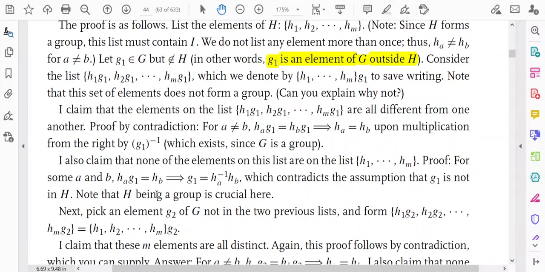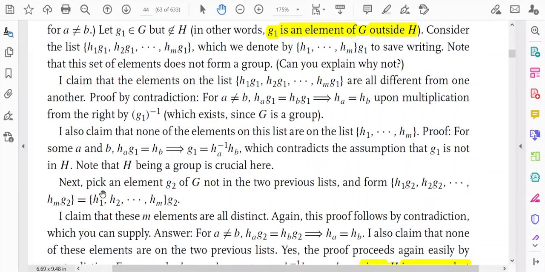So by the method of contradiction, it has been shown that no elements of the new list are contained in the capital H list. Now we pick another element small g2 of capital G, not in the two previous lists. So g2 should not be contained in the two previous lists formed earlier. So we have selected g2 in this way.